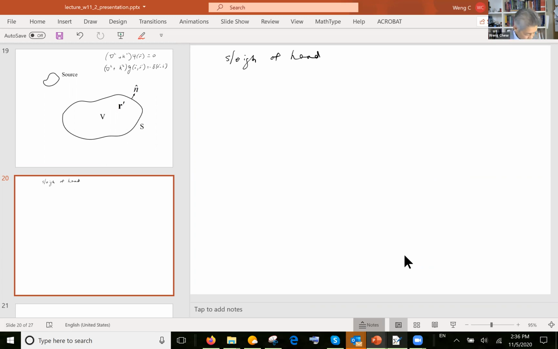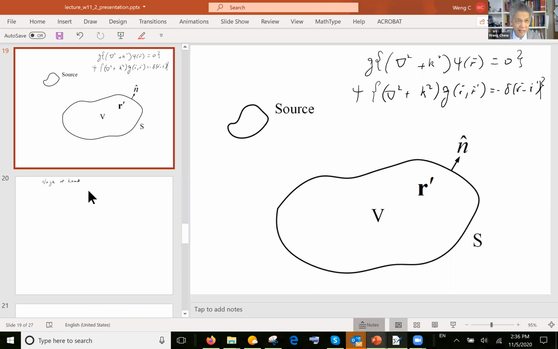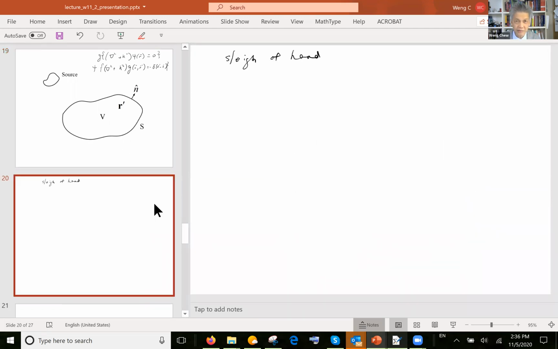So what I'm going to do is actually take the two equations that I have, the first one being that, and I'm going to multiply this equation by g, the Green's function. Then I'm going to multiply the second equation by psi. Just remember that because I'm going to write that on the next slide. And then I'm going to subtract the two equations, and if I subtract them, I'm going to get this equation.